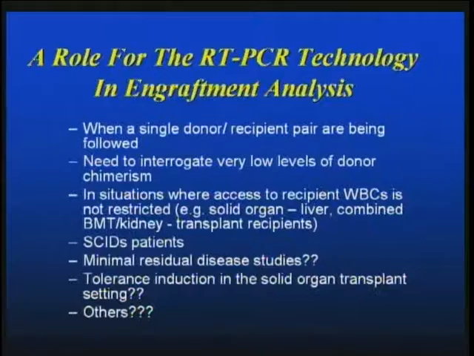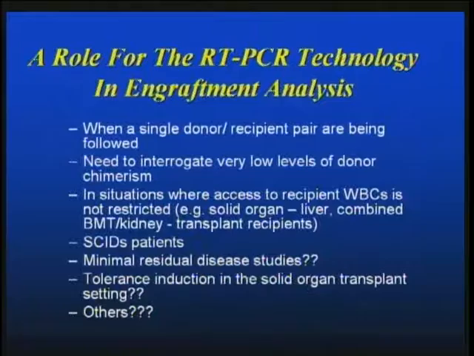Using the standard chimerism testing, we can't often detect chimerism, but this would allow us to detect chimerism for those patients. Or if you wanted to look at a combined BMT kidney transplant, which is currently being set up at the UW in collaboration between the UW and the Hutch, these are patients that could easily be followed for low levels of chimerism. If you're looking at SCID patients, again, because you're looking at a single donor recipient pair.